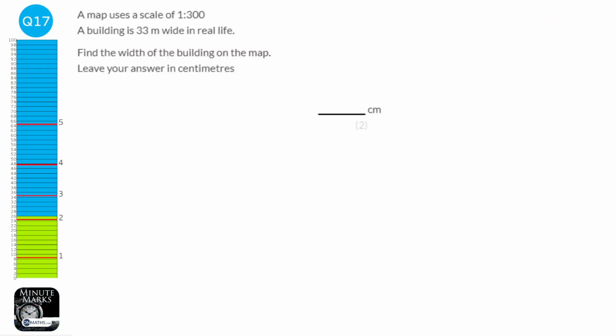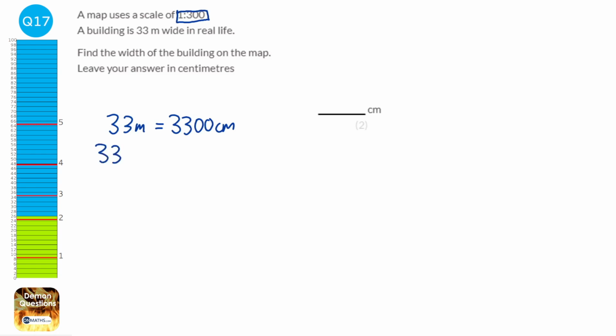I'm going to start by working out what the width of the building is in centimetres. So it says 33 metres. And I'm going to convert that into centimetres by timesing by 100. Okay, now when it says it has a scale of 1 to 300, it means 300 in real life is 1 on our map. So all I need to do is divide it by 300 to find out what it's going to be on our map. So we'll just divide that by 300 and I get the answer of 11. So it's going to be 11 centimetres on our map.